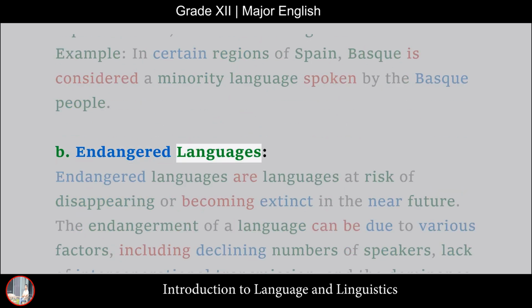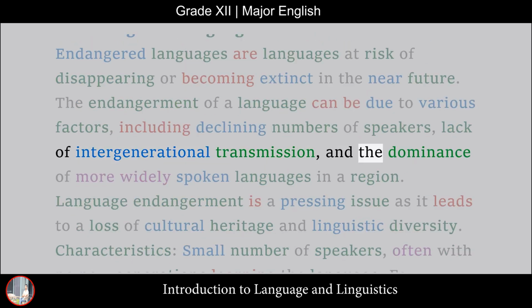B. Endangered languages. Endangered languages are languages at risk of disappearing or becoming extinct in the near future. The endangerment of a language can be due to various factors, including declining numbers of speakers, lack of intergenerational transmission, and the dominance of more widely spoken languages in a region. Language endangerment is a pressing issue as it leads to a loss of cultural heritage and linguistic diversity.